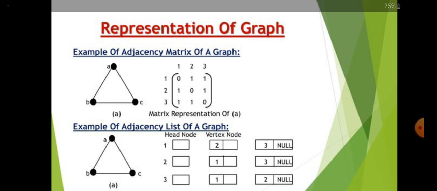Now the representation of the graph example. Here we have 3 vertices. The matrix representation is given here, and the list. The second one is an example of the adjacency list of a graph.